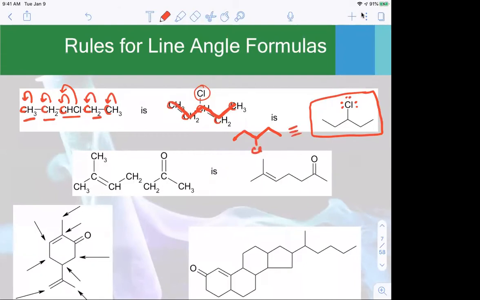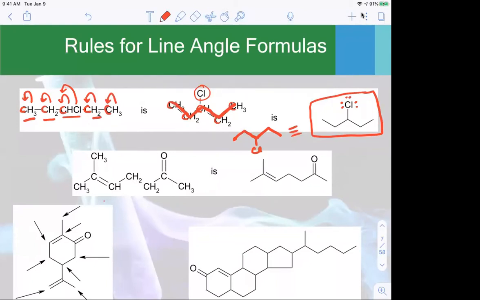That's equivalent to that. You have to look at connectivity. You do not look at positioning on a piece of paper. You have to look at what atoms are connected to which other atoms, and that's going to let you see if a structure is the same or if it's different.